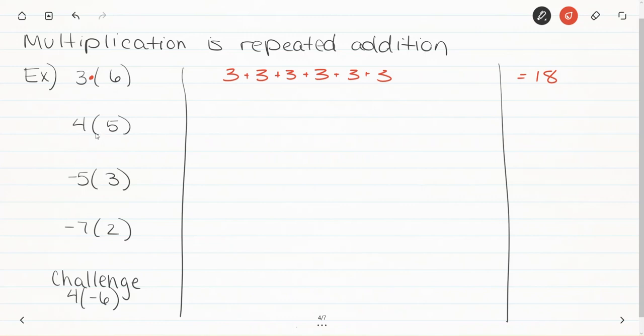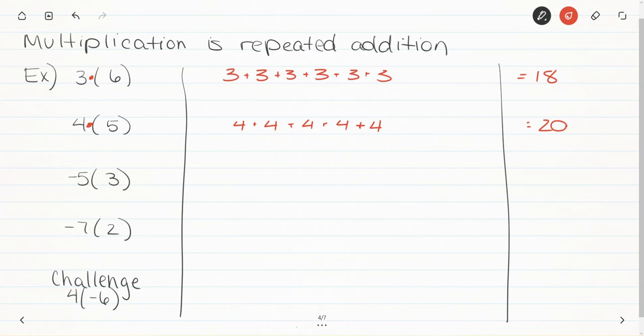If we do the next one, 4 times 5, and if you need to slide in that dot, it's going to be 4 added together 5 times. 4 times 5 is 4, 5 times. And if I add those all together, 4 plus 4 plus 4 plus 4 plus 4, will give me 20.